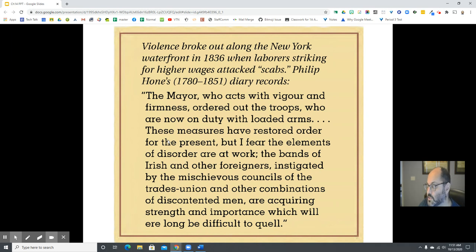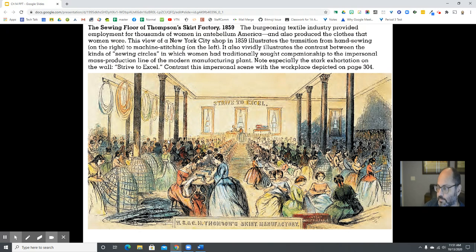So he's really concerned about the violence that's going on. And he kind of puts it in the hands of the Irish and other foreigners that are there. I don't know if he's necessarily a Know-Nothing member, but he definitely has nativist points of view in there.